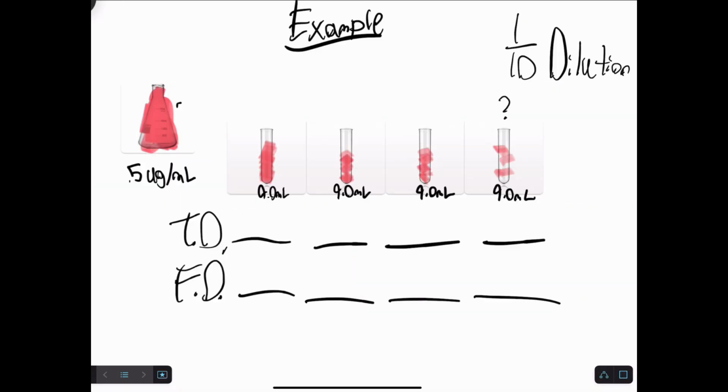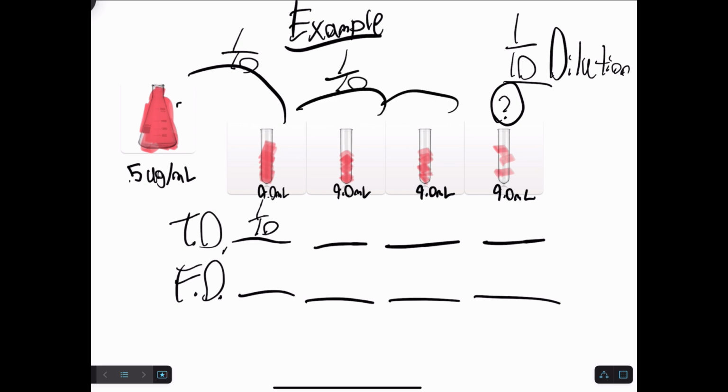We're using a real-life applicable example for a 1/10 dilution. Our example is: if we have an initial concentration of 5 micrograms per milliliter, and we're diluting 4 test tubes, what would be our concentration in our 4th test tube? That's what we're going to find out. We're going to figure out our total dilution and our final dilution factors first. Our total dilution factor is 1/10, because we're taking 1/10 of all of these.